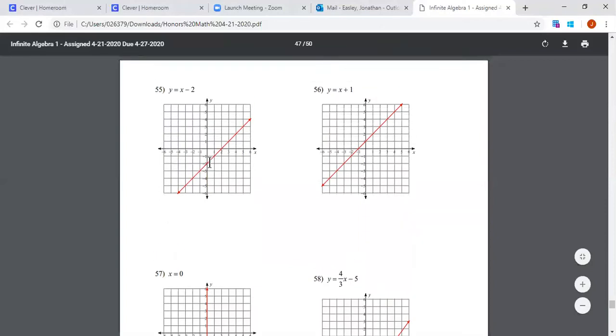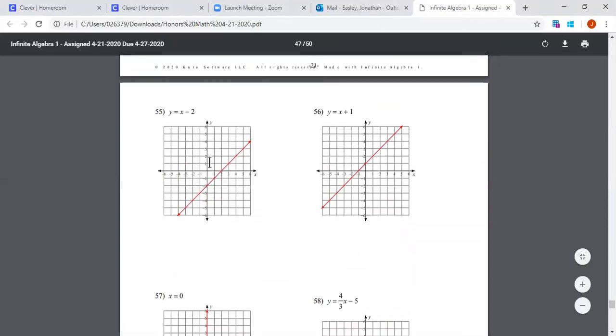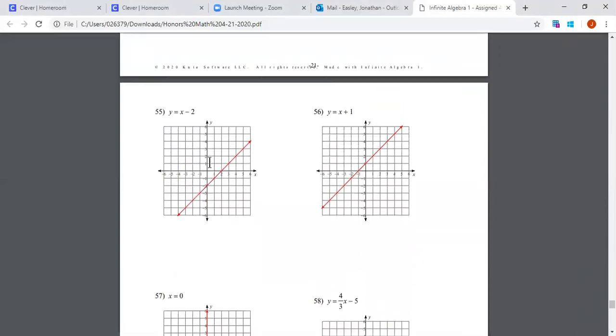If we look up, look at number 56. Y equals x plus 1. The slope is a positive 1, right? Because here's my x, and it doesn't have a number in front of it that we can see, therefore we know the number is 1. It's going to go up 1 and over 1, but it intercepts the y-axis at y equals 1 right here, right? So from there, we'd go up 1, over 1, and we'd get right there.